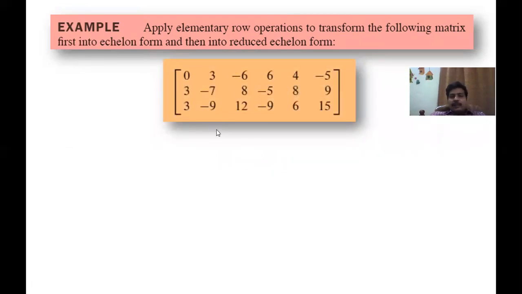So this is the given matrix, a 3 by 6 matrix. It has 3 rows and 6 columns. It's a 3 by 6 matrix. Let us convert it into echelon form.